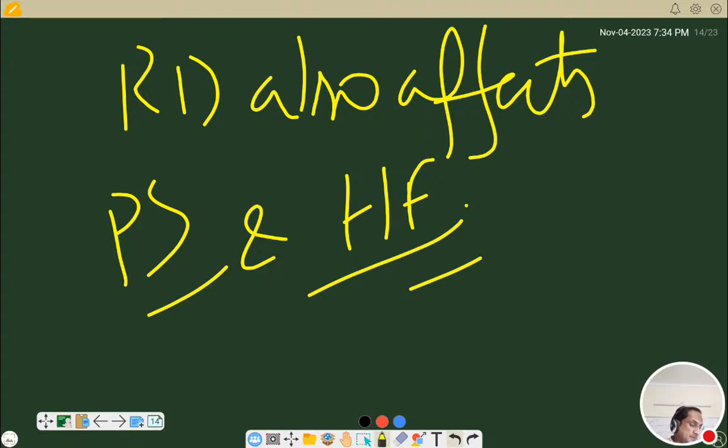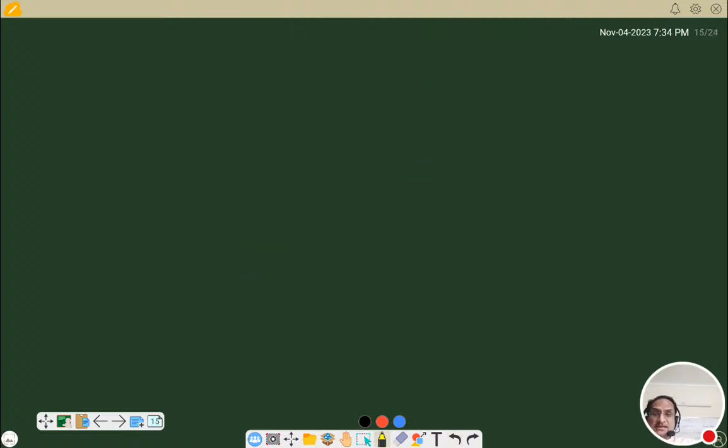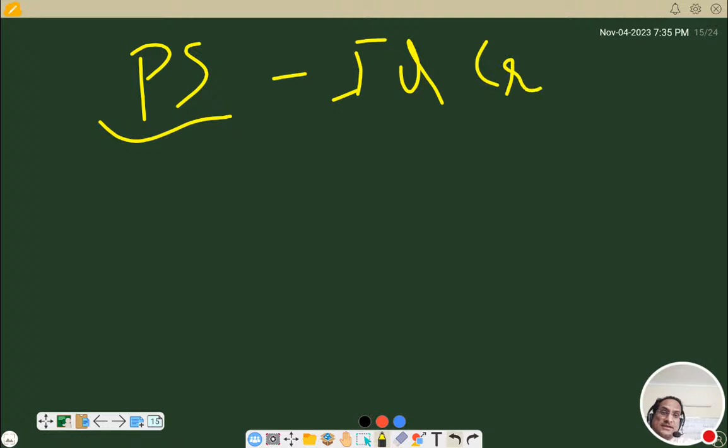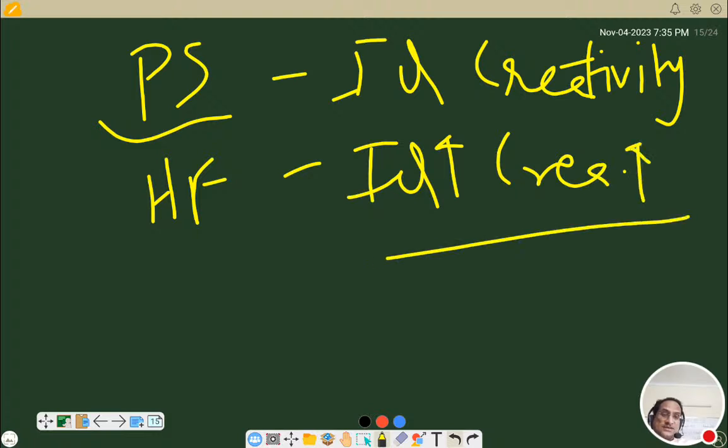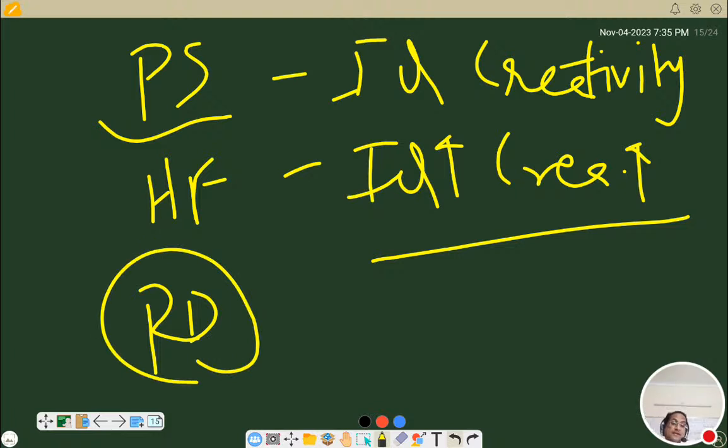So what we'll do is, the problem statement we have seen, hypothesis formulation. What was the problem statement? That IQ and creativity share a relationship. Then the hypothesis formulation, the hypothesis was that as the IQ increases, creativity also increases. This is the hypothesis.